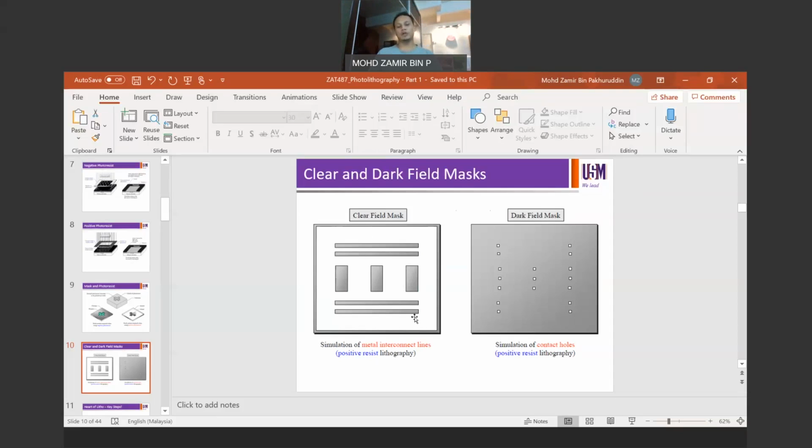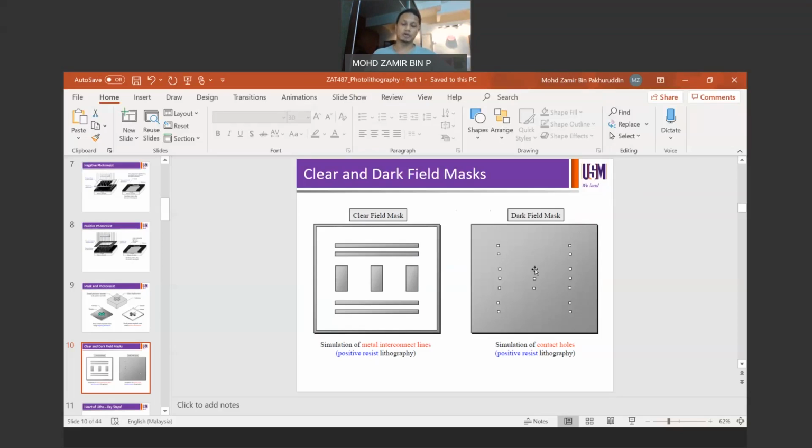On the other hand, if you want to print holes, so on the left hand side we have now printed lines, if you want to print holes, you have to use a dark field mask. A dark field mask is usually composed of mostly dark field. So majority of the mask is made of dark field. So these dark areas or the gray areas are the regions which block the UV light, and these white square areas are the areas which allow the light to pass through. So the reaction on the positive resist will only take place through these areas.